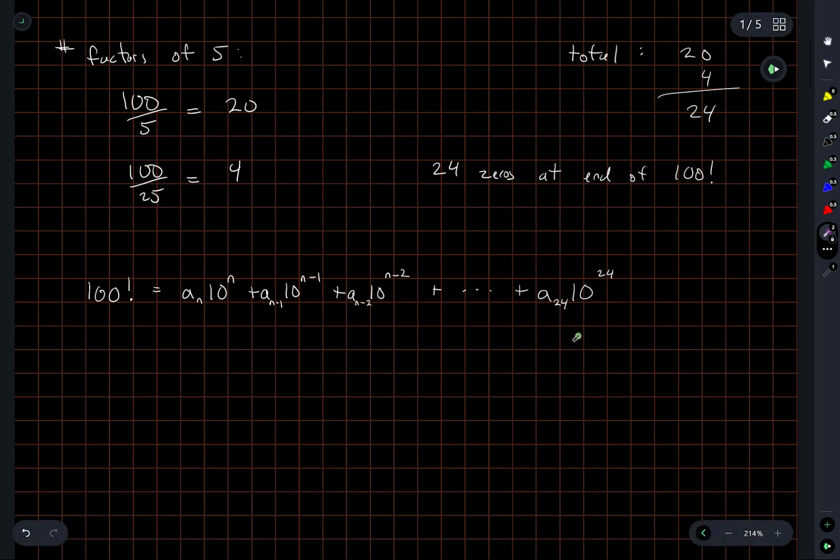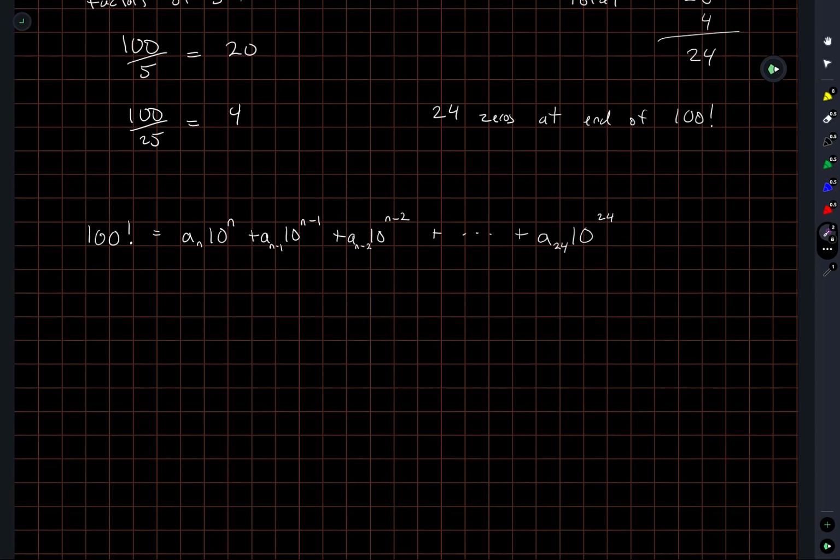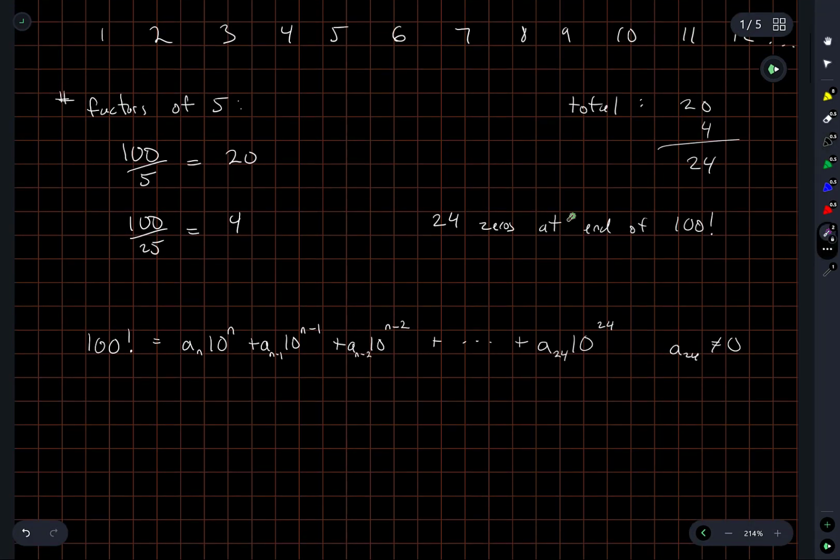It doesn't really matter for now, but maybe this should be a 25, but I'm not really concerned at the moment with whether that should be a 24 or 25. I'm trying to think about if there's a way to see if any of these... Well, this number A24 definitely cannot be 0. We know that, because it can only be 0 if we have an additional multiple of 5 in the factorization.